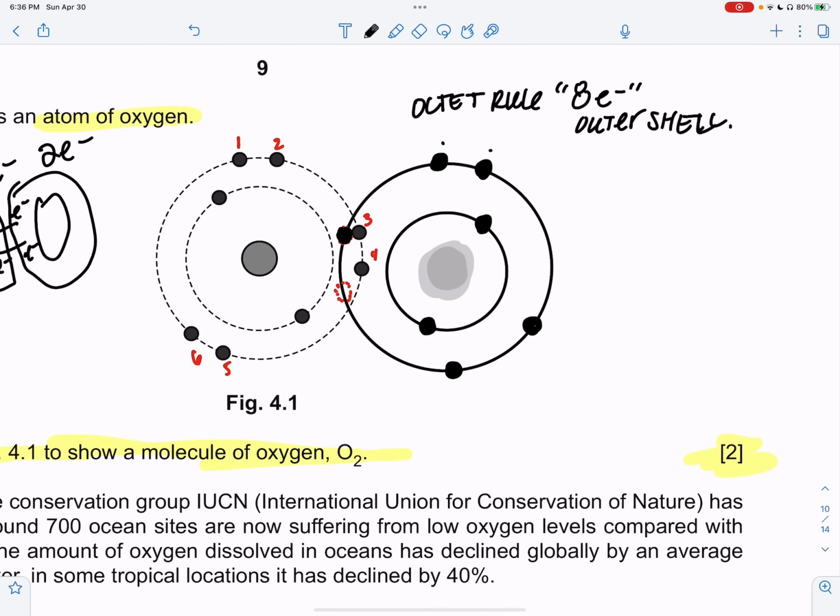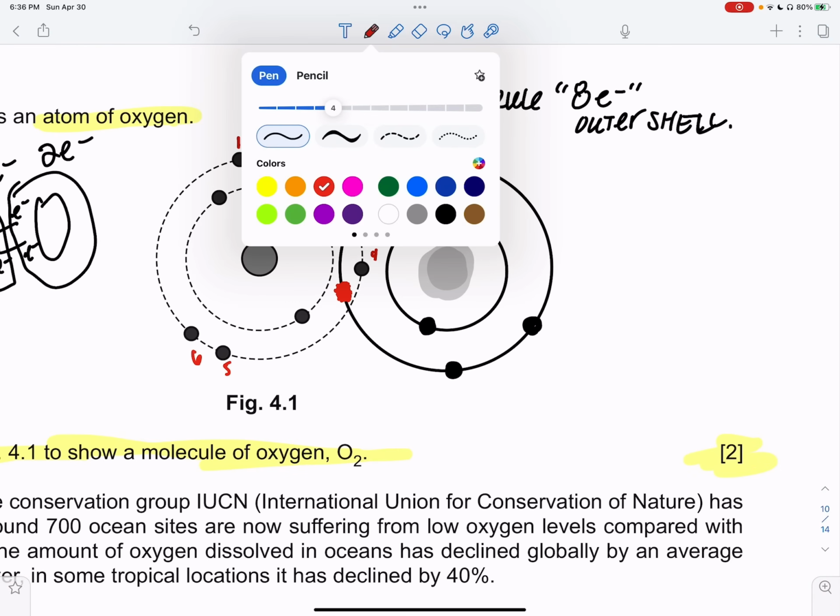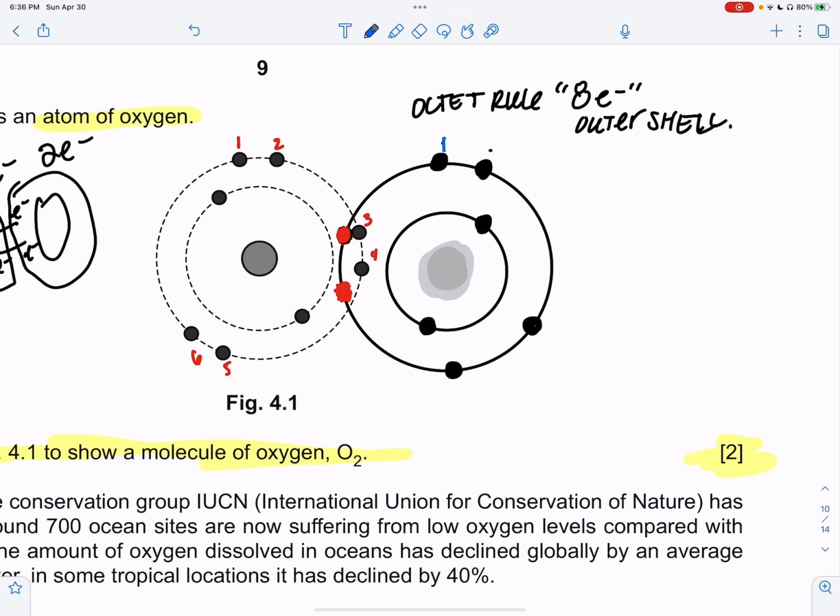That's where they're sharing. And I'll actually do them a different color just so you can see what I'm talking about. Do not color anything on your exam at all. It will not show up the way you want it. And so now this one has 1, 2, 3, 4, 5, 6, but this is the 7 and this is the 8. So now the atom of oxygen that I just drew in is stable.